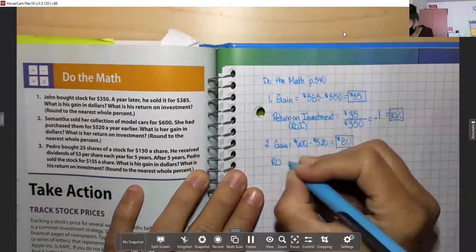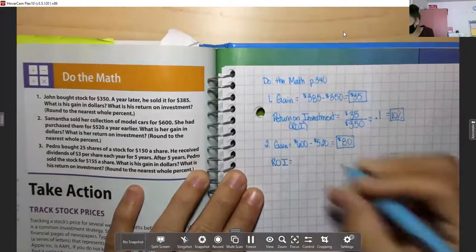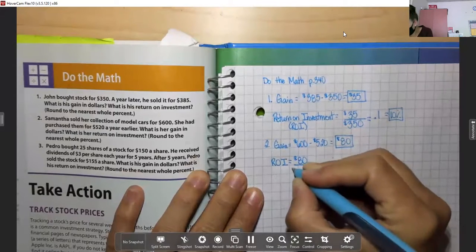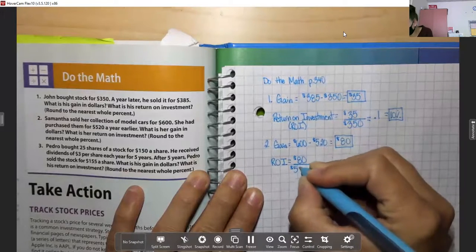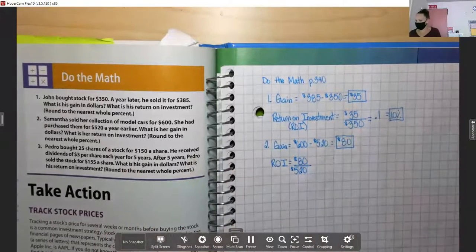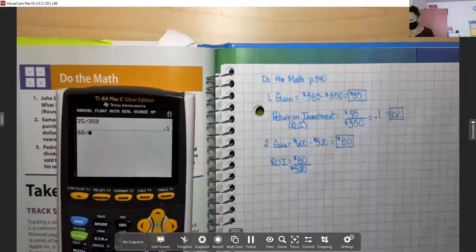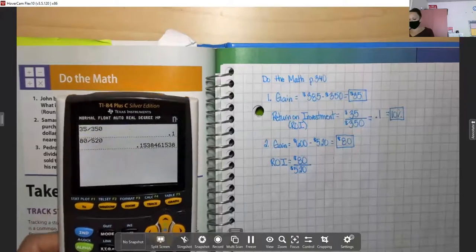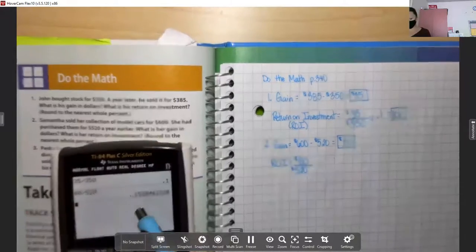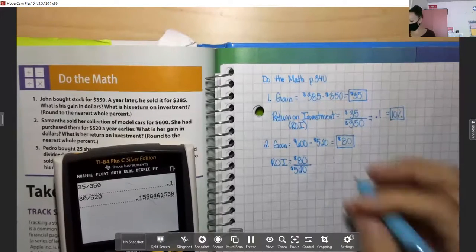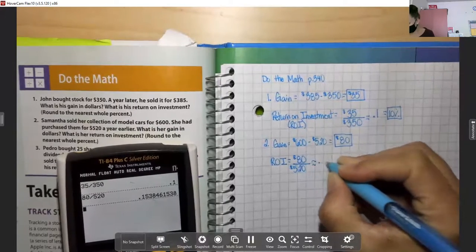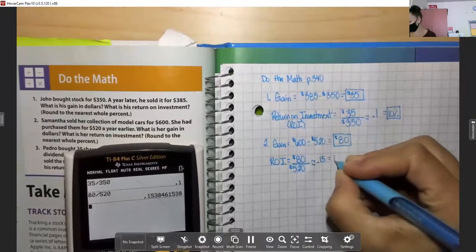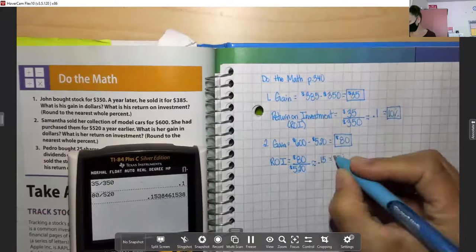So her ROI then, her return on investment, how much money did she make? $80 divided by how much money she spent? $520. $80 divided by $520. The directions say round to the nearest whole percent, so we really only want 2 decimal places here. So this is about 0.15. After the 5 is a 3, so we're not going to round. Or 15% return on investment.